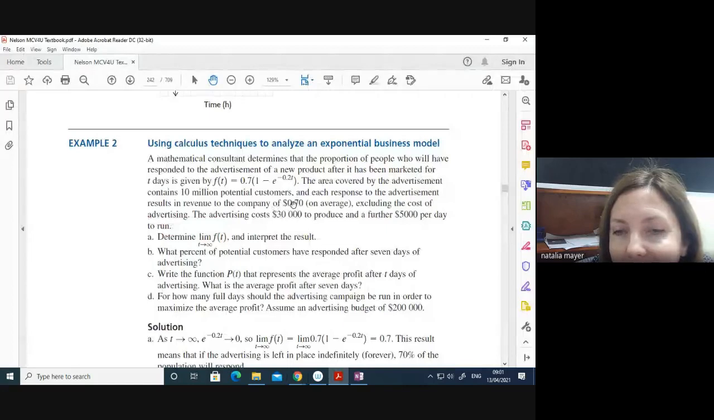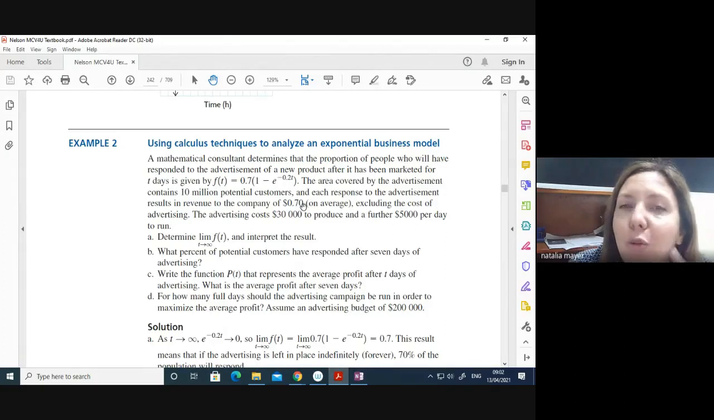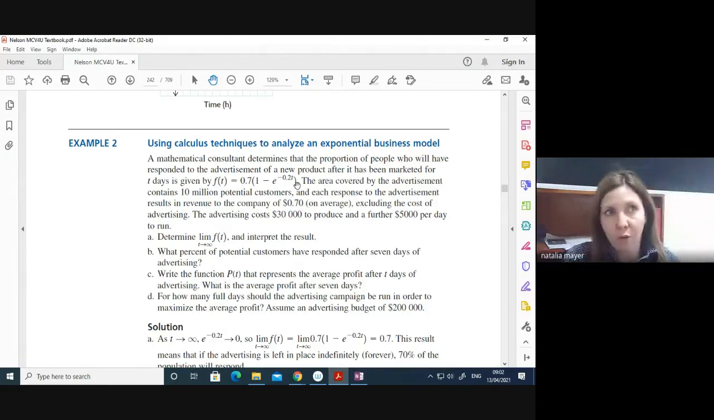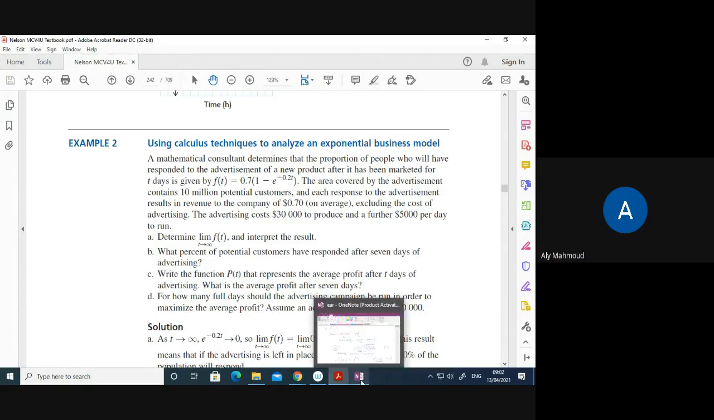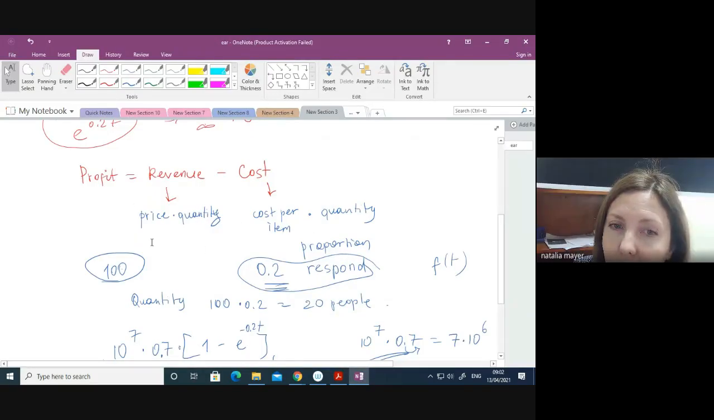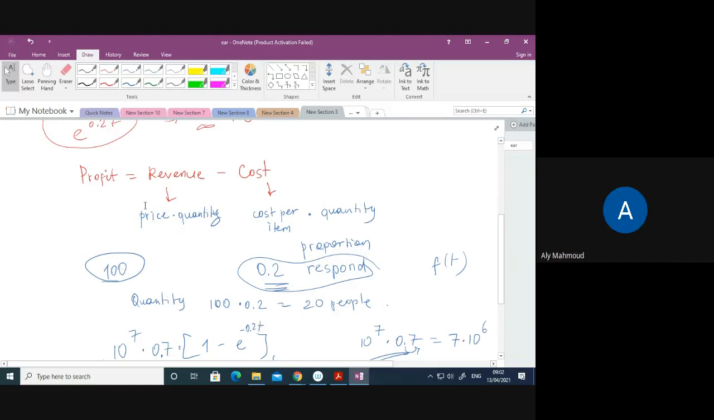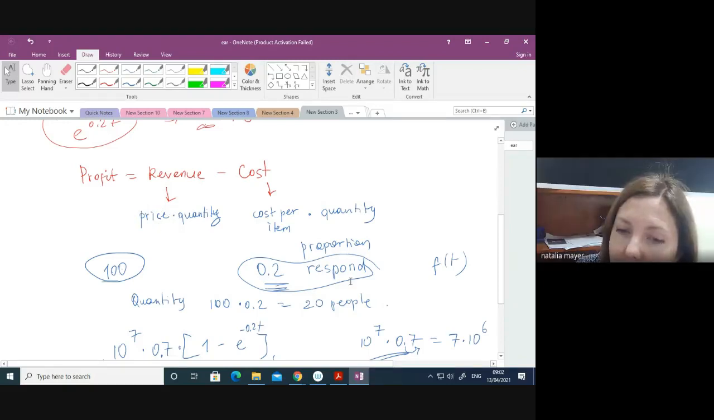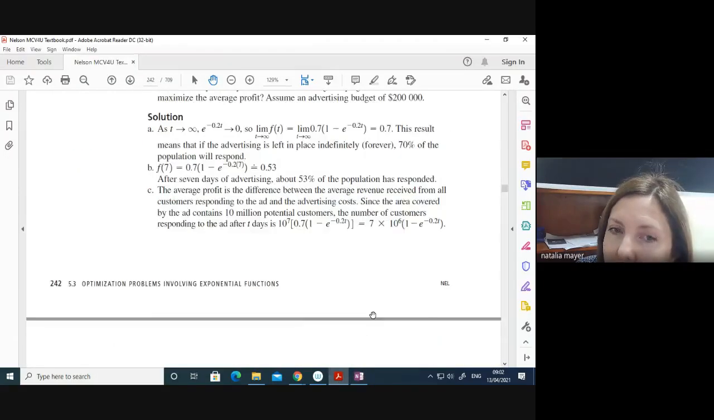So if this is the revenue from one response, $0.70, how to find the overall revenue from advertisement? What should you do? If this is the revenue for only one, and you need to find the total revenue. So what do we do? Price times quantity, right? So it means that we need to multiply by the quantity.